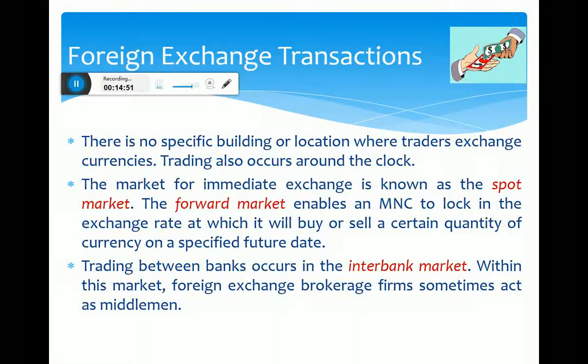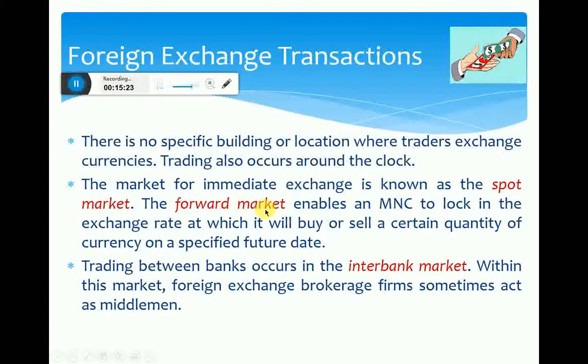Trading occurs around the clock. Anytime during the day or night, you can exchange a currency into another currency. The market for immediate exchange is known as the spot market. The spot market is where you can convert one currency into another on the spot and quickly. That becomes the spot market. There are some other markets which are called the forward market and interbank market.